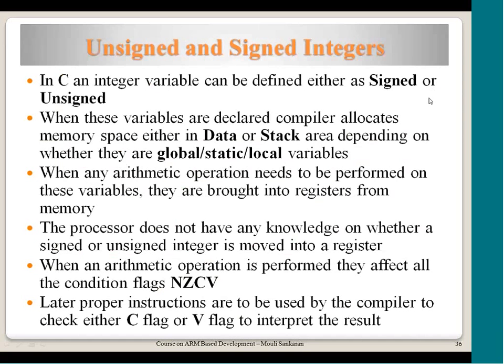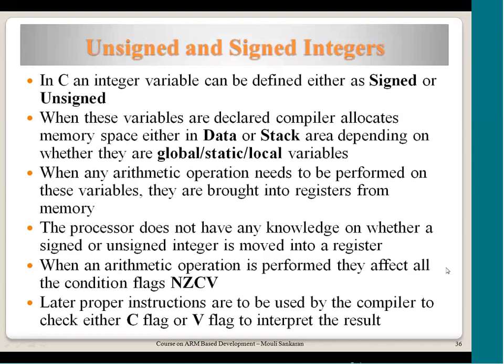If it is in a C program, you may write signed int or unsigned int, and based on the variable, either it's global or local, it is allocated by the compiler in either data segment or stack segment. And then when the arithmetic operation is to be performed, the variable contents are copied to registers and the operation is performed inside the CPU. Now, when the CPU is performing the operation, it doesn't know whether it is operating on a signed value or unsigned value. So it depends on the programmer or the compiler.